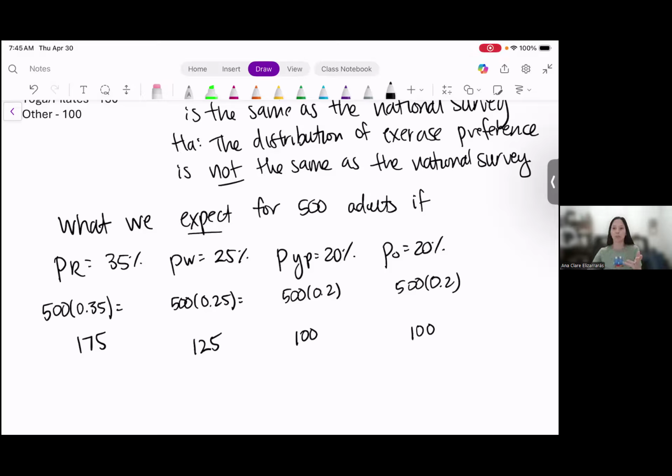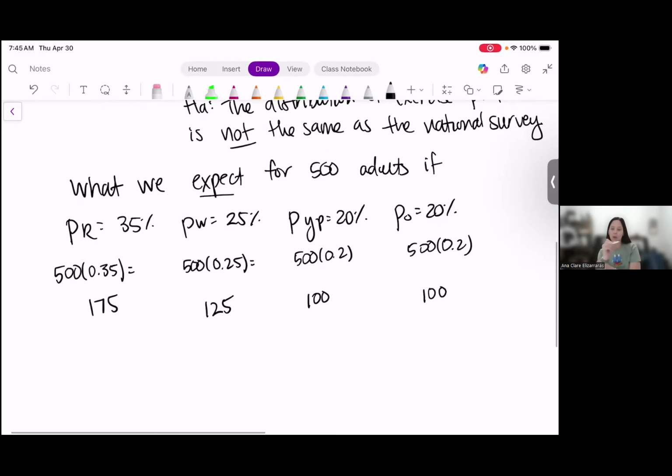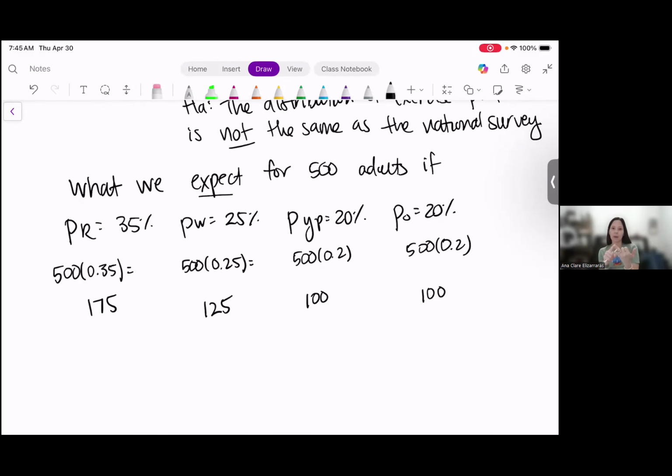Sometimes it's like an equal split amongst 5 categories. So in that case, you would do 500 divided by 5. It depends on the information that you're given. Now, notice here we have running, weightlifting, yoga Pilates, and other. That's 4 categories. So our degrees of freedom here is 4 minus 1, or 3. So when we go to do a chi-squared test statistic, we are going to use a degrees of freedom of 3.